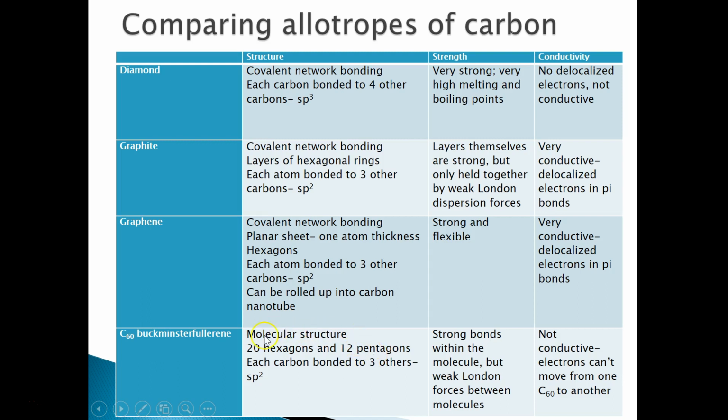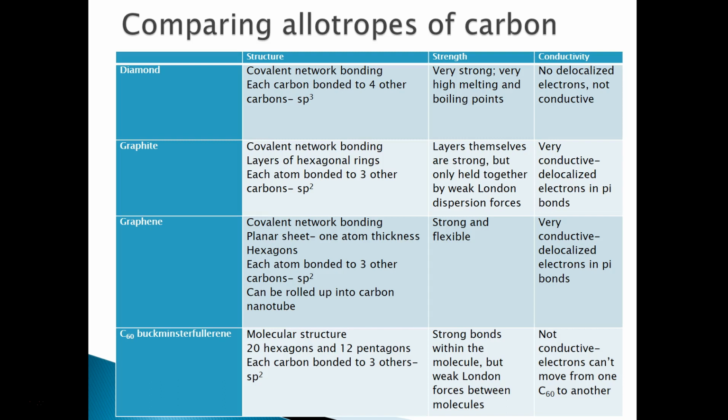Finally, the C60 Buckminster fullerene is the only one of the carbon allotropes that has a molecular structure. In other words, it's made up of molecules as opposed to being a network or a giant structure. Now, in the Buckminster fullerene, you get 20 hexagons and 12 pentagons. So the final product looks just like a soccer ball. In the C60, each carbon atom is bonded to 3 others, so you get sp2 hybridization. Within the molecule, the carbon-carbon bonds are really, really strong, but there are weak London forces between the molecules, so it's not really hard to separate them.